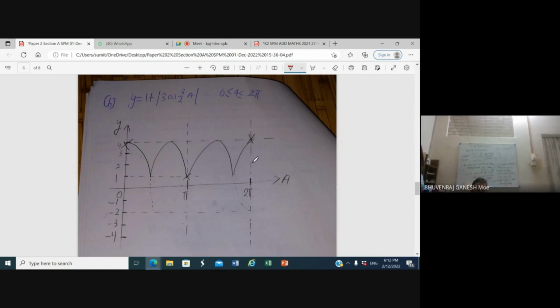Oh yeah, good point. You pointed out, I should label also. Yeah, so actually everyone, you should also remember to label your graph every time.